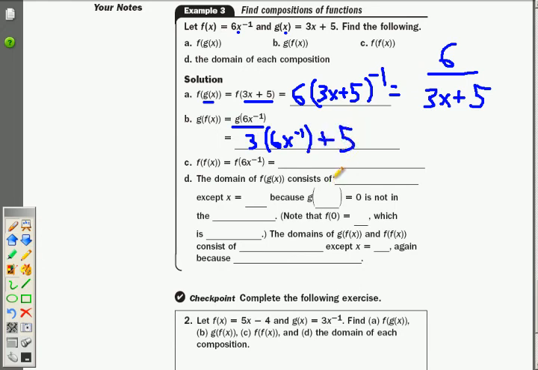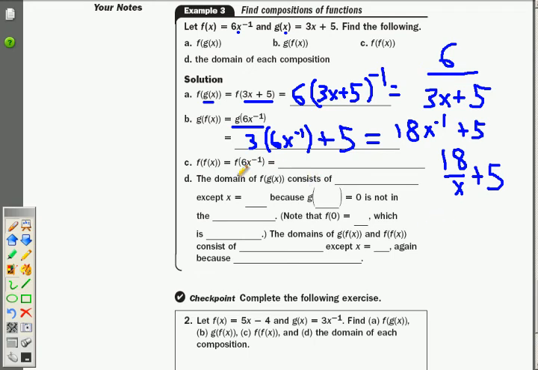Well, what happens when I multiply those together, I get 18x to the negative 1 plus 5, which equals 18 over x plus 5, because that x to the negative 1 moved to the bottom.